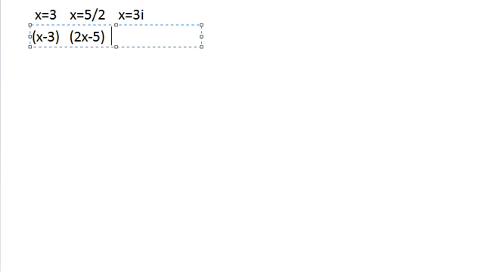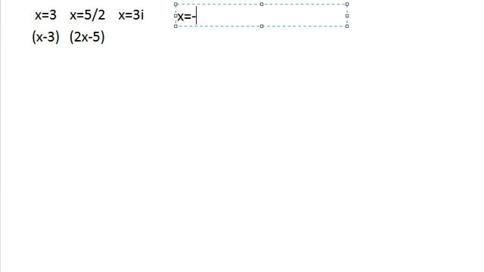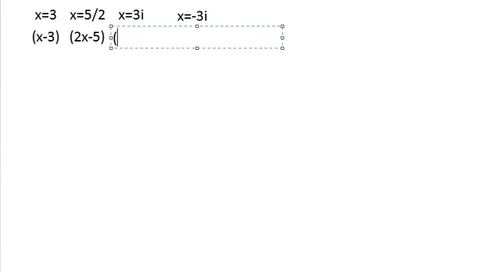So in addition to x equals 3i, we automatically know x equals negative 3i is also a root, so I'm going to make a note of that over here. But then, because x equals 3i is a root, our factor will be x minus 3i. And because x equals negative 3i is a root, our factor will be x plus 3i.